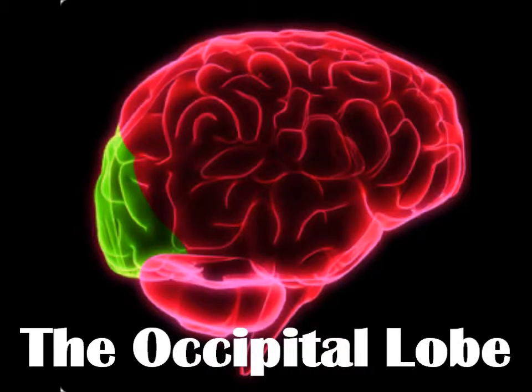Yes, let's move on to the occipital lobe. The occipital lobe handles your seeing and sight. You know, light coming in here through the pupils, and then it goes back to the occipital lobe. And that's it.